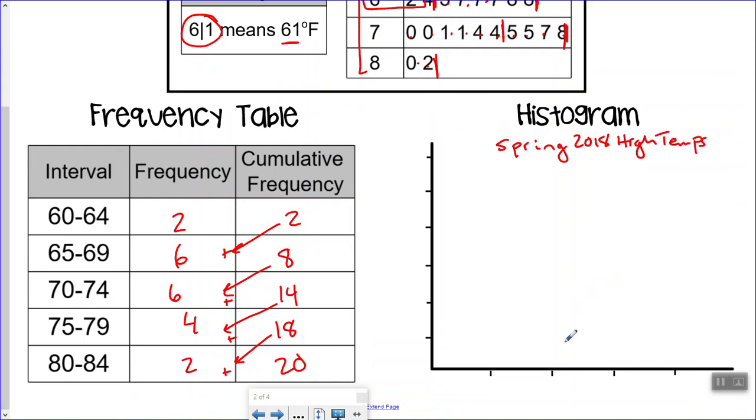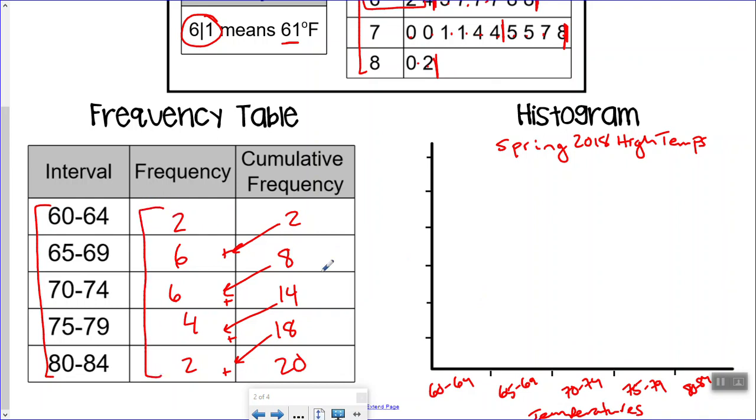All right. The next thing we're going to do is take our intervals and put them along the x-axis. So we have 60 to 64, 65 to 69, 70 to 74, 75 to 79, and 80 to 84. And these are going to be our temperatures. Then we need to look at our frequencies and see how high our y-axis needs to go. I have numbers 2 through 6, so I'm going to label here 1 through 6, and I'm going to put frequency as my label. Then I'm going to draw bars to match those frequencies.